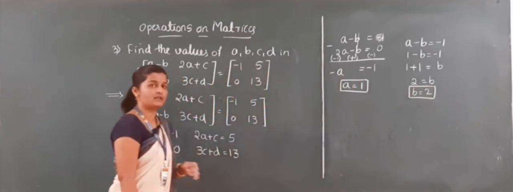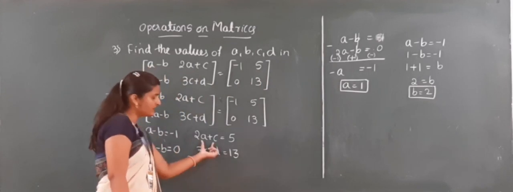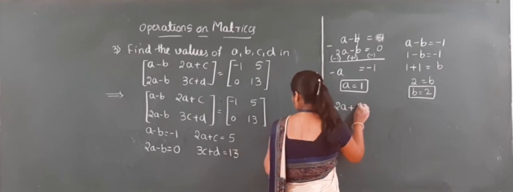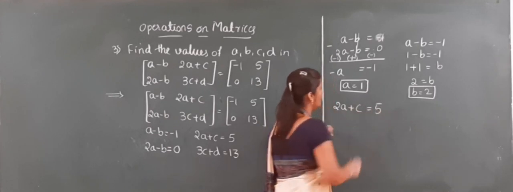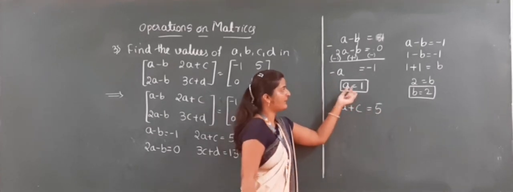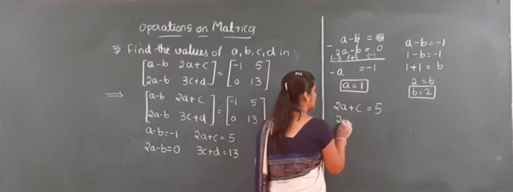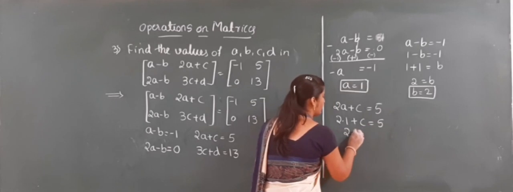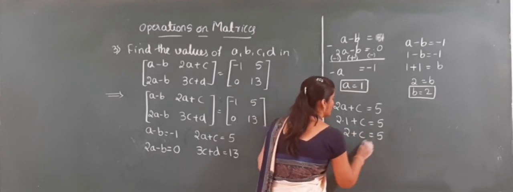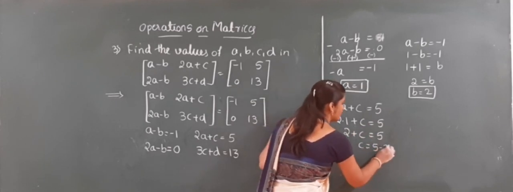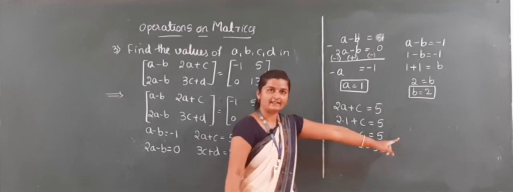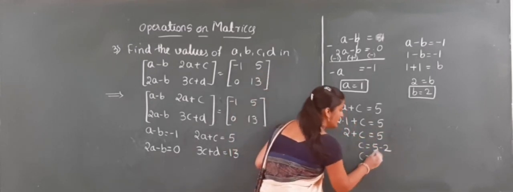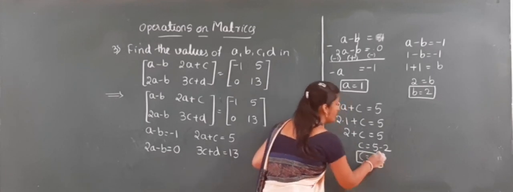Next, C. For C, which equation can we consider? This third equation, 2A plus C equal to 5. Here I can replace A by 1. So 2 into 1 plus C equal to 5. So 2 plus C equal to 5. So C equal to 5 minus 2. 2 moves that side, then that becomes minus 2. C equal to 3. So with this we got the C value.